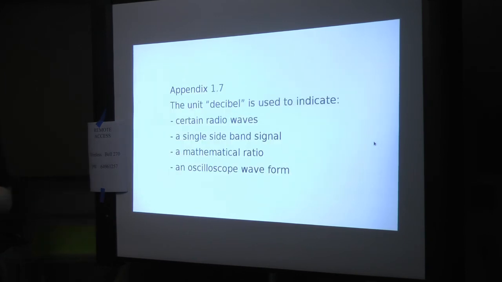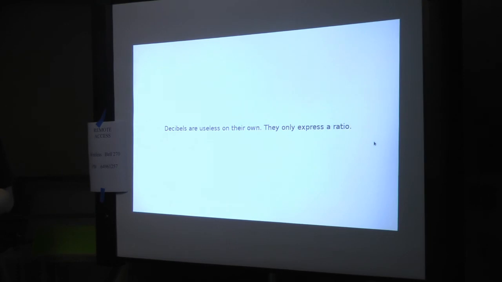The unit decibel, oh man, here we go, is used to indicate... Ratio. Ratio? Mathematic ratio? Okay, everybody seems to have got this one. Yeah, so it's a mathematic ratio. So again, decibels are useless on their own. They're not a unit. I mean, kind of a unit in terms that a ratio is a unit, but they're not like volts or ohms or amps. They don't actually mean anything by themselves. So it's specifically between two numbers.